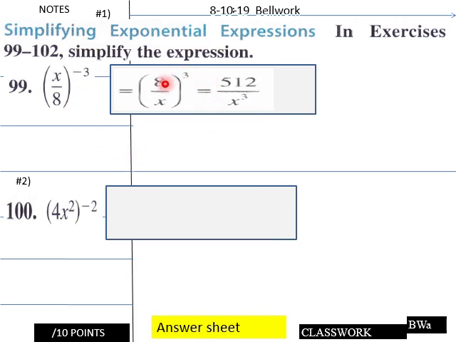That will become, you reciprocate this, and then you cube it, and you get 512 over x cubed. And then 4x squared quantity to the negative 2 power: you reciprocate it, and then you square it, and you get 1 over 16x to the 4th power.